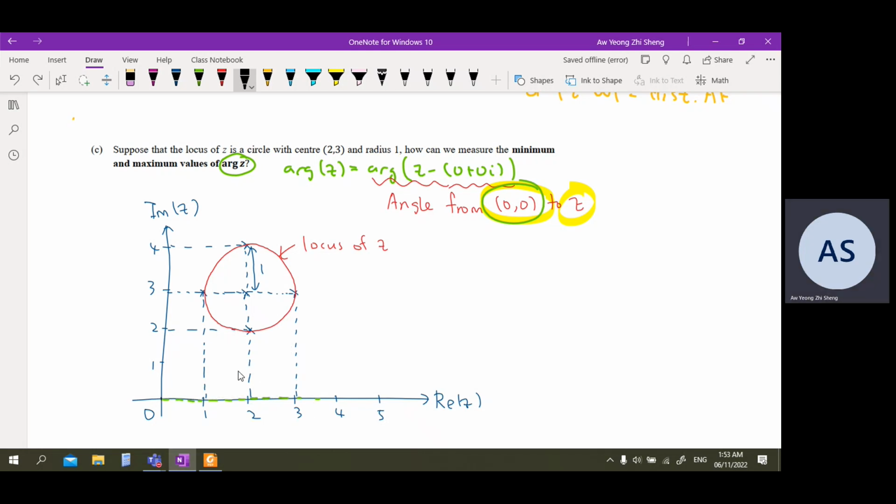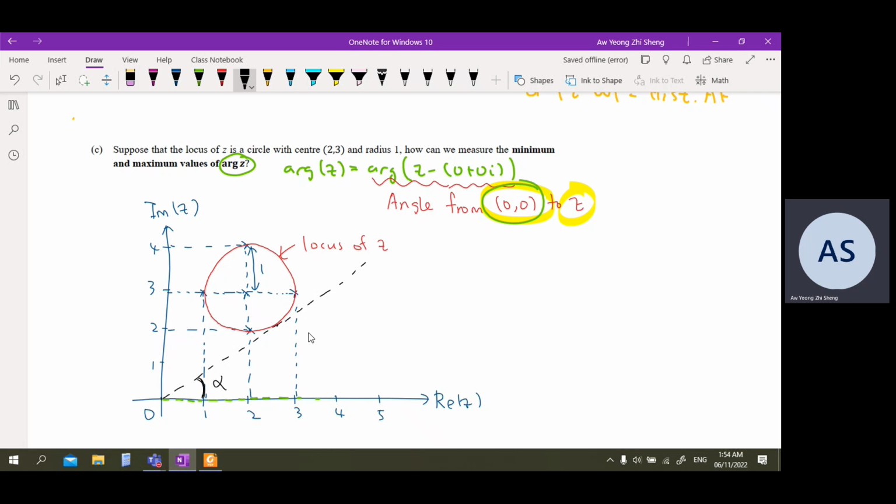If you rotate your ruler using the method I described just now, the first time your ruler touches the circumference of the circle, it will be roughly here. So in other words, this black line would be a tangent line to the circle. Then this angle here, which I label as alpha, will be the minimum value of argument z.